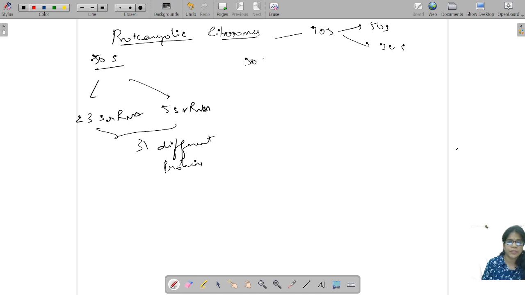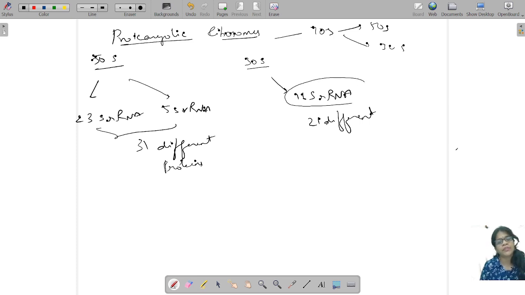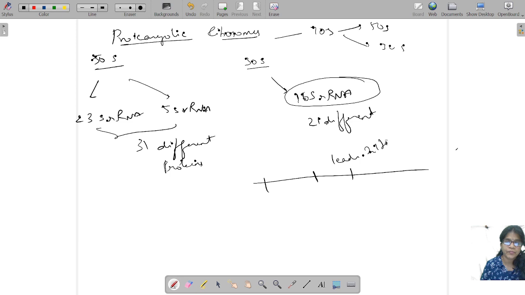The other, smaller subunit is 30S, and 30S has a 16S rRNA, which codes for about 21 different proteins. Now I am talking about the Shine-Dalgarno sequence to which it is bound. They may ask you which subunit of rRNA would be binding to the Shine-Dalgarno sequence. For example, if this is your Shine-Dalgarno sequence and this is your leader part, or initiation part.